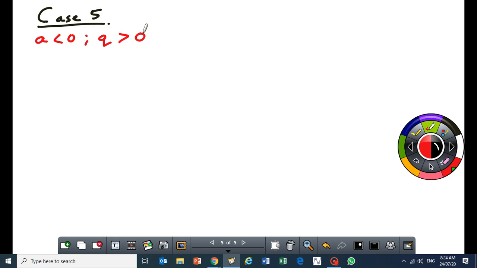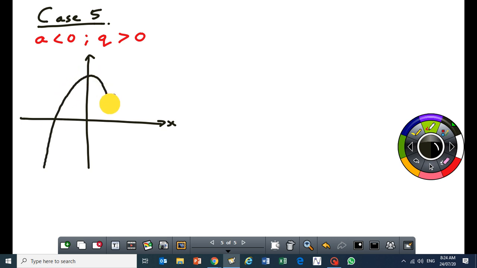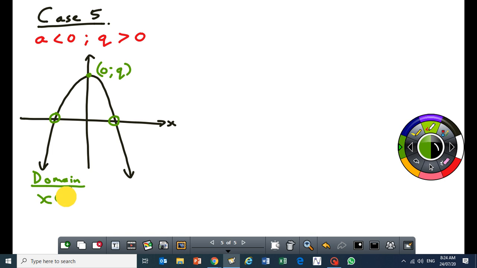When we have such a case, the graph of the quadratic function will look like this. When you sketch it, it will look like that. Alright? It will have a maximum turning point here. And at this point, x is 0 and y is q. It will have two x-intercepts. Okay? And then the domain is still x is an element of real numbers. It doesn't change.